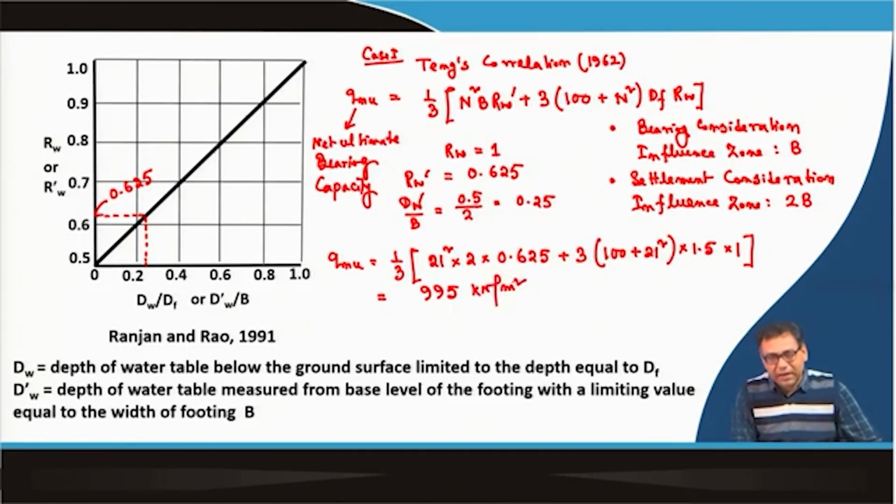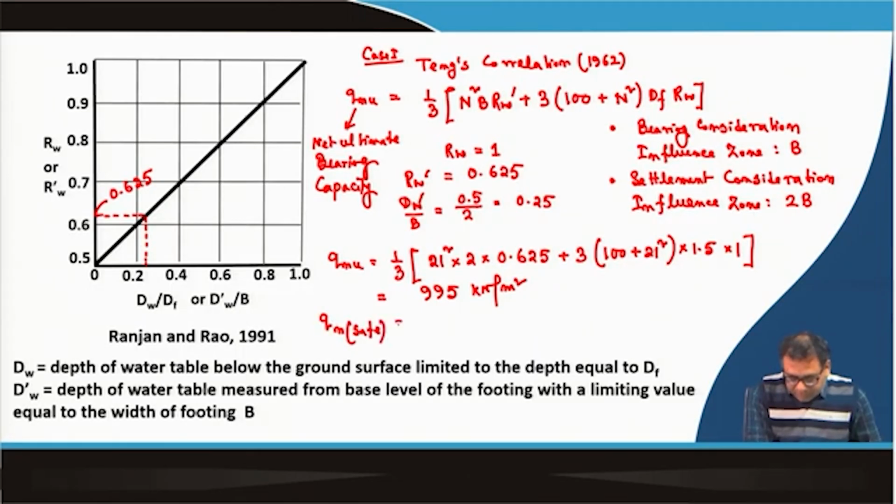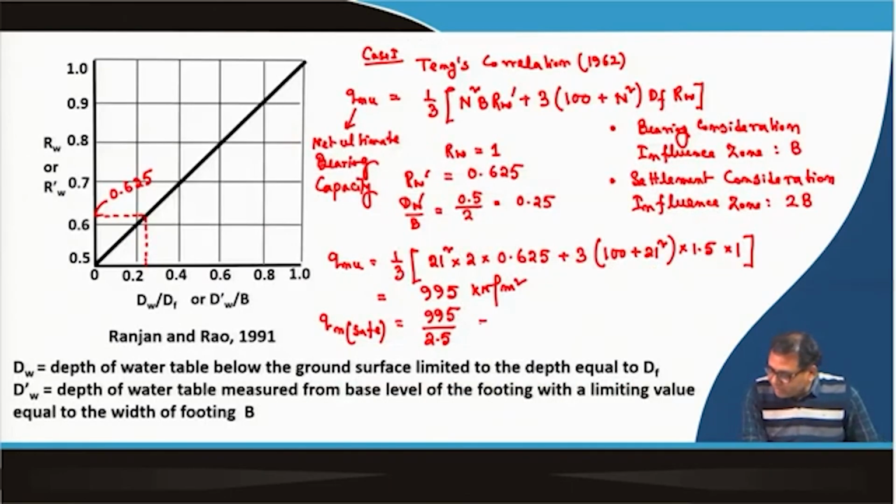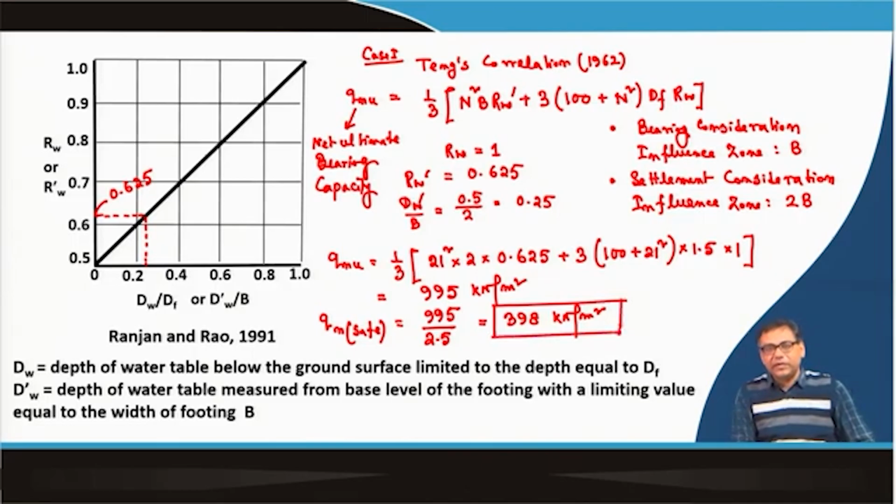So, we have to calculate the safe bearing capacity. So, Q net safe is 995 divided by the factor of safety, and that factor of safety is given 2.5. So, this value is 398 kilonewton per meter square. So, considering only bearing capacity, the safe load this footing can take is 398 kilonewton per meter square.